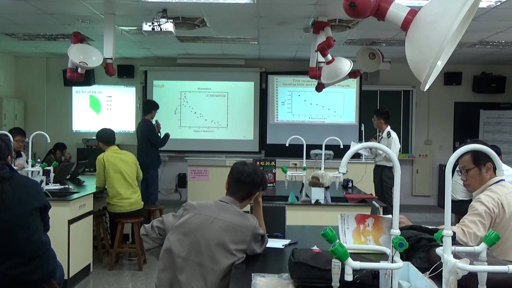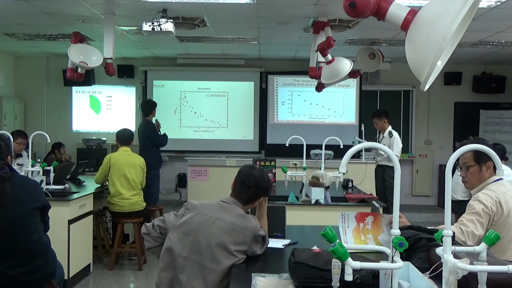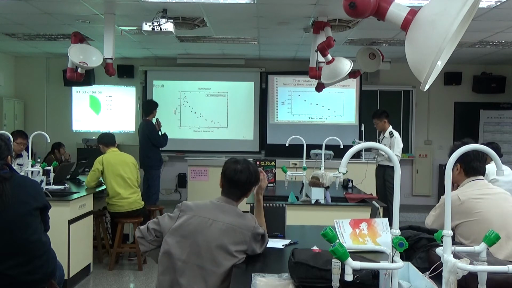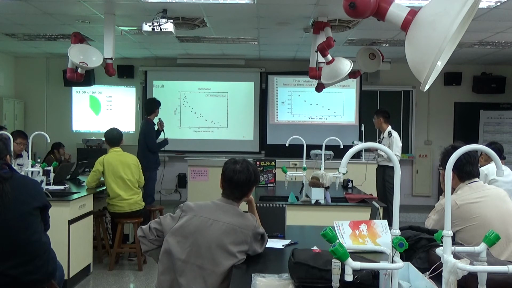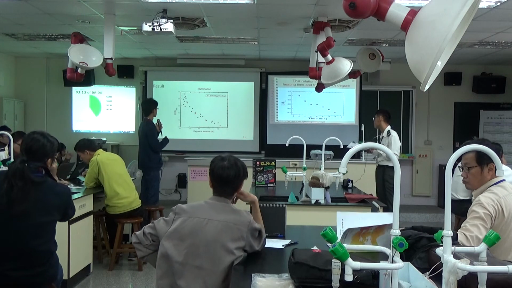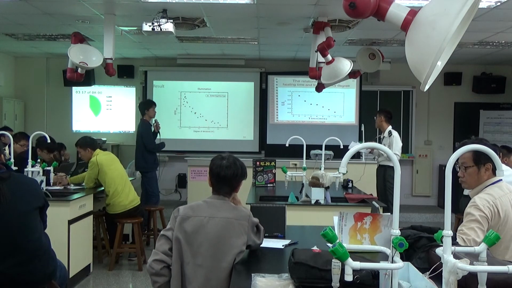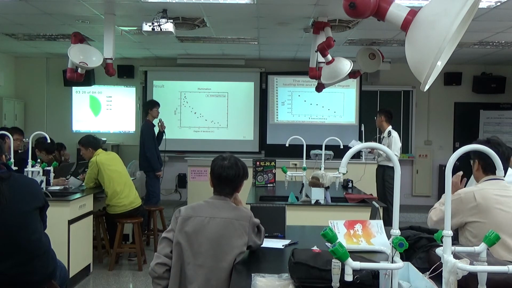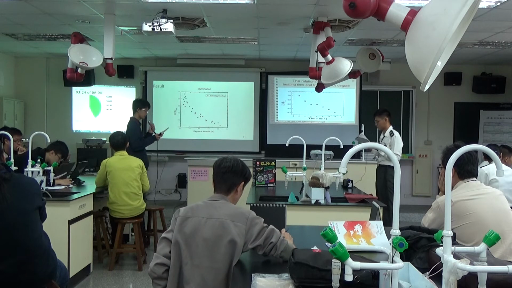And for different m prime, we have different phi of the egg over phi of raw egg. And by phi over phi raw, after we find the fitting line, we can determine what the degree of denaturation is. Okay.